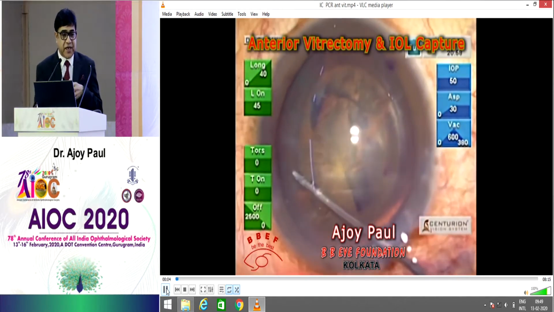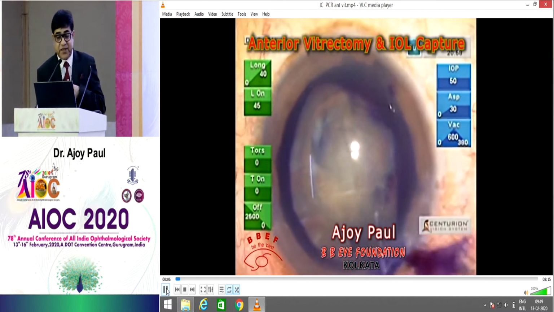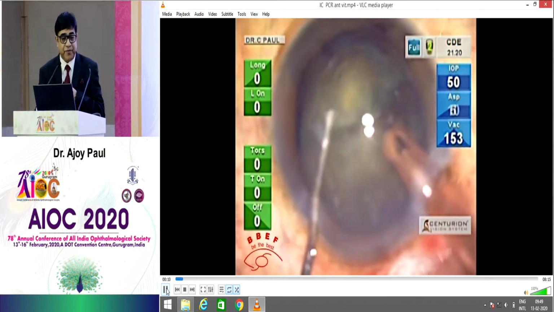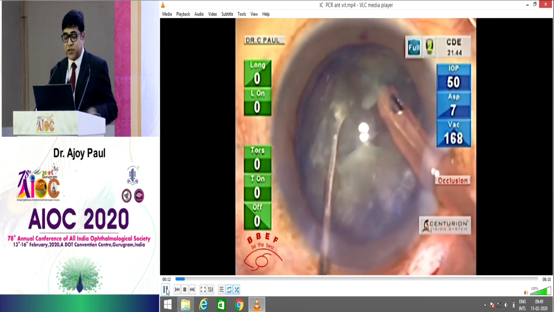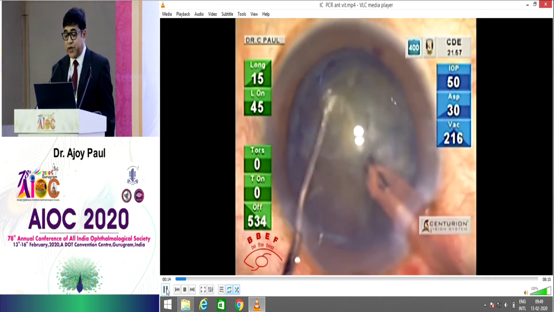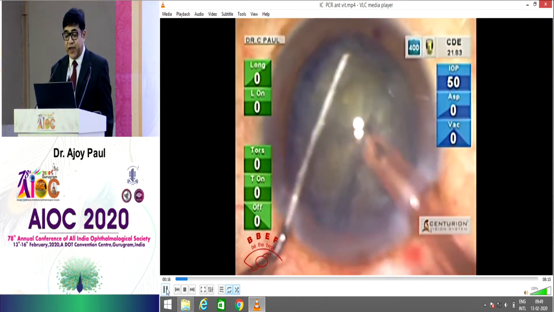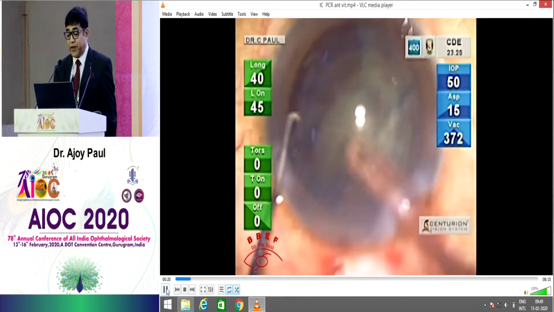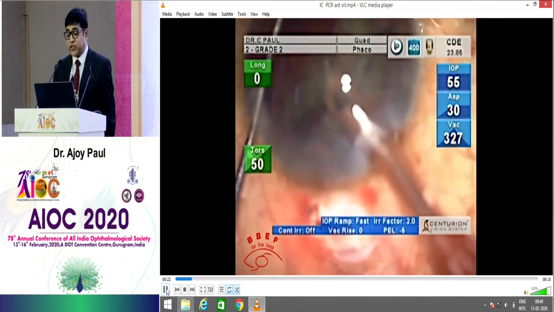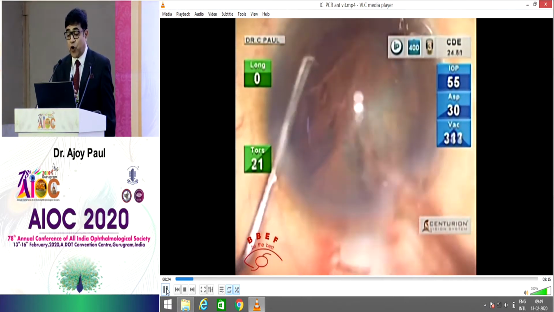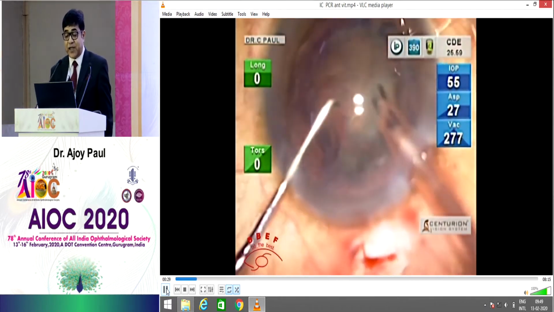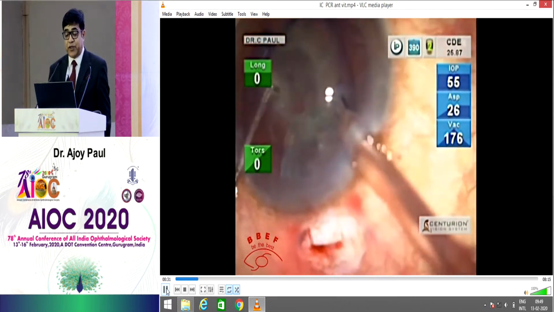Now, this is a case of a high hypermetrope who had a trap plus phaco planned. You can see I'm starting this. This is a shallow chamber, starting with an IOP of 50. I'm feeling that the chamber is becoming shallower as time goes because I have kept the vacuum quite high, around 600, and the aspiration. I have got my IOP higher, around 55, but still I'm not very happy with the dynamics.